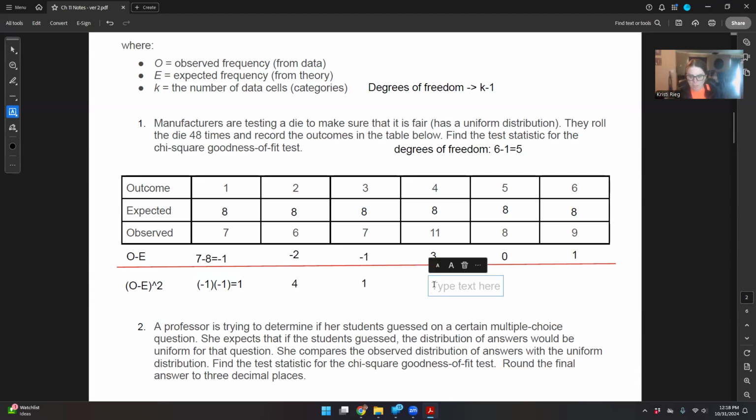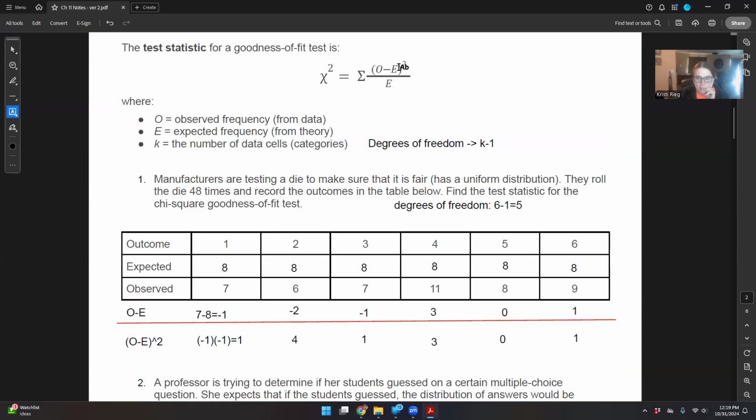This one's 3 times 3, positive, 0 times 0, 1 times 1. And so we have all of our O minus E's. And then what we're going to do is square them. Oh, no, we just squared them. We're going to divide by E, and then we are going to square them.